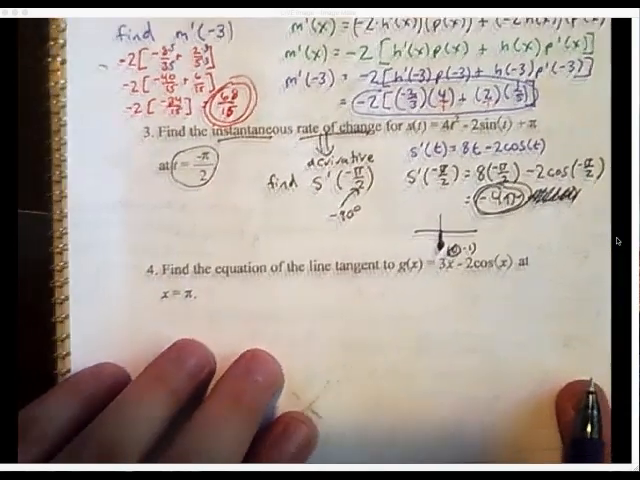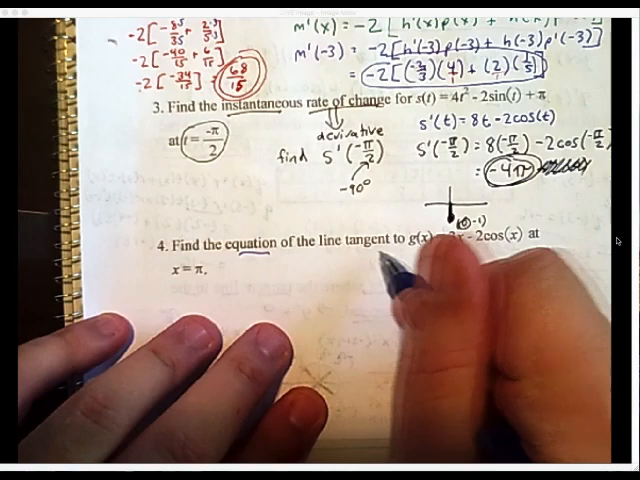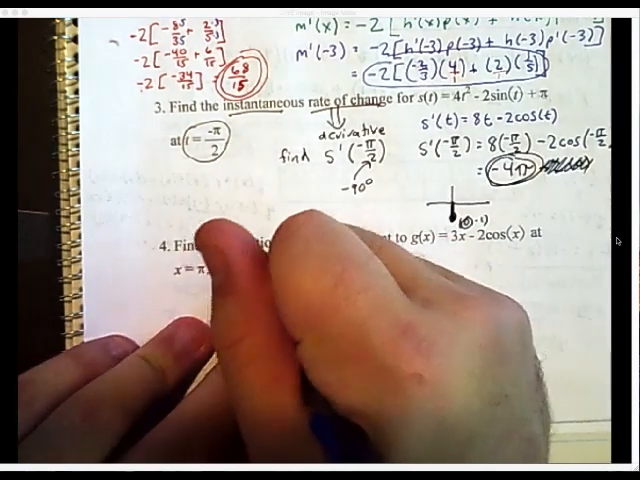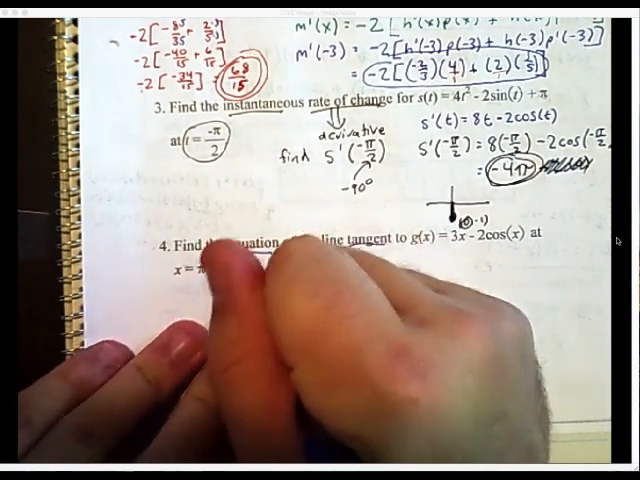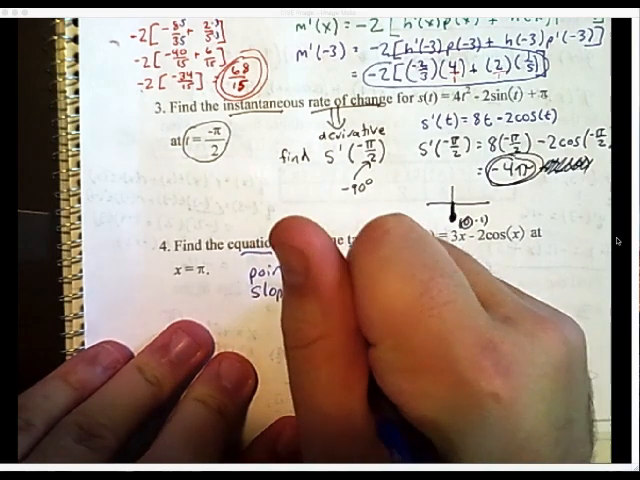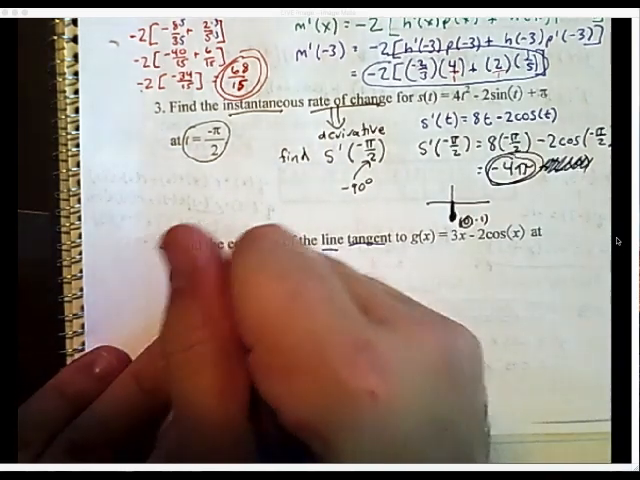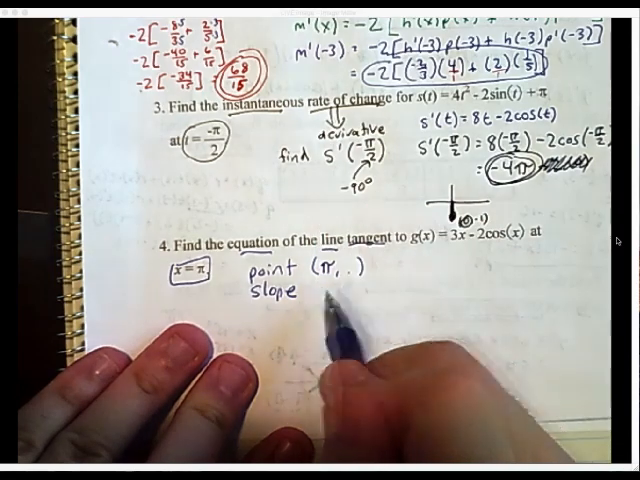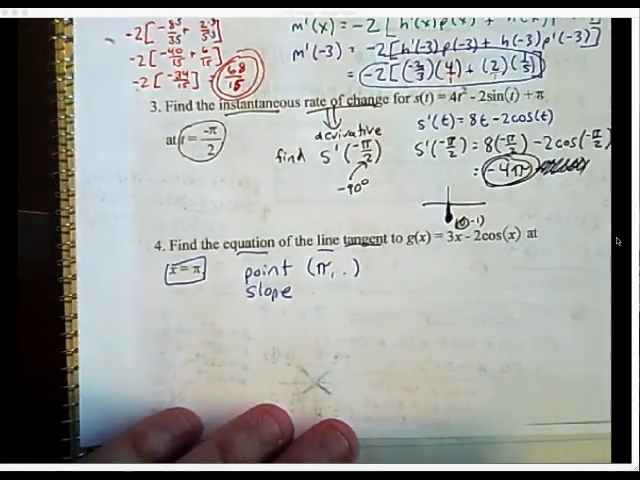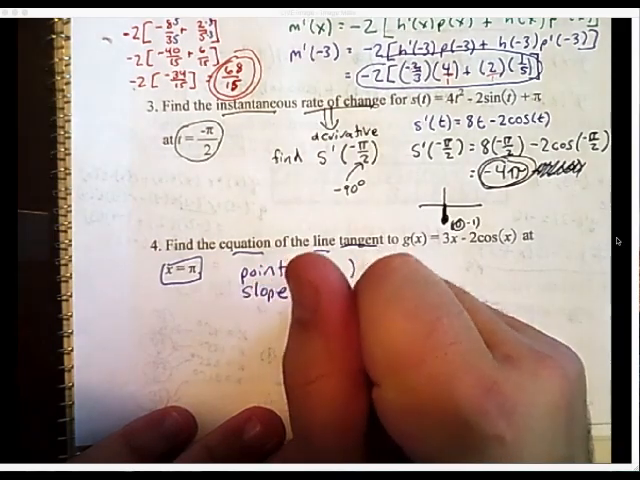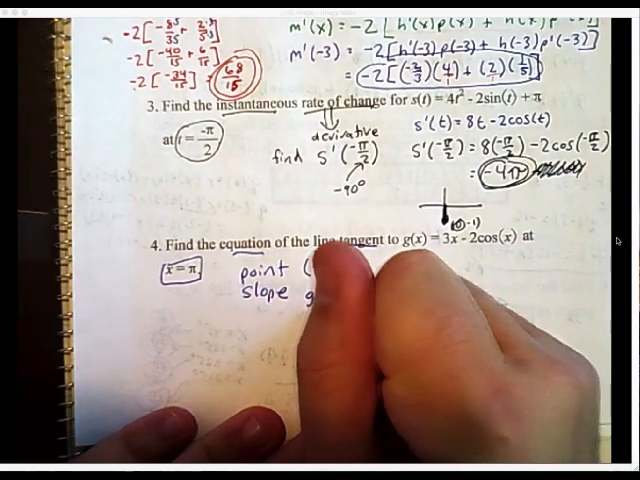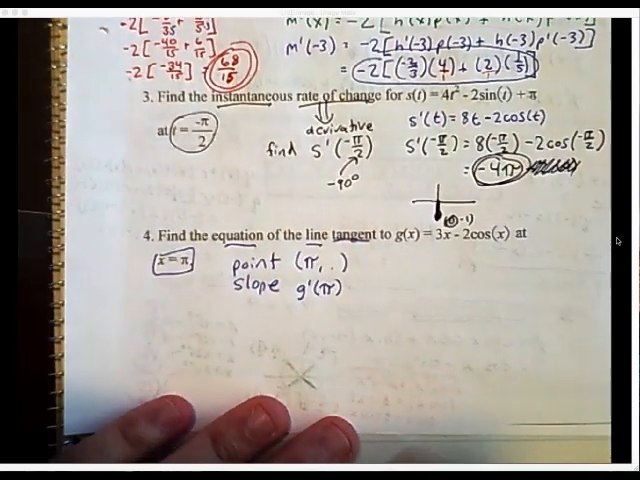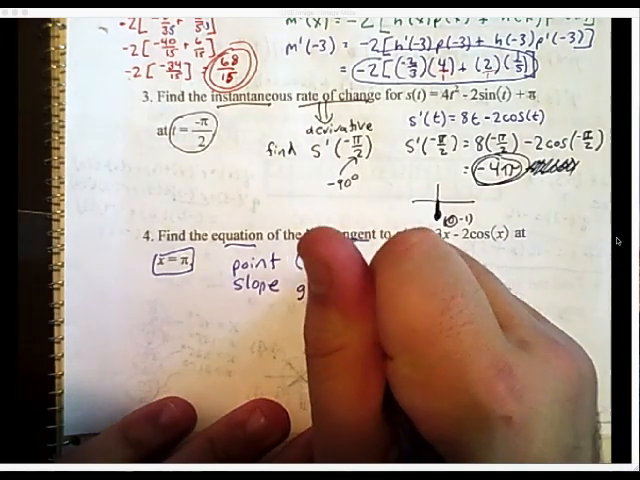Okay. And one more review problem. Equation of the tangent line. So I need two things. I need point and I need slope. They give me an x value right there. So I need to figure out the y value and I need to figure out the slope. Well, what would the slope be? The slope would be the derivative evaluated at that x value. So I need to find those two things.